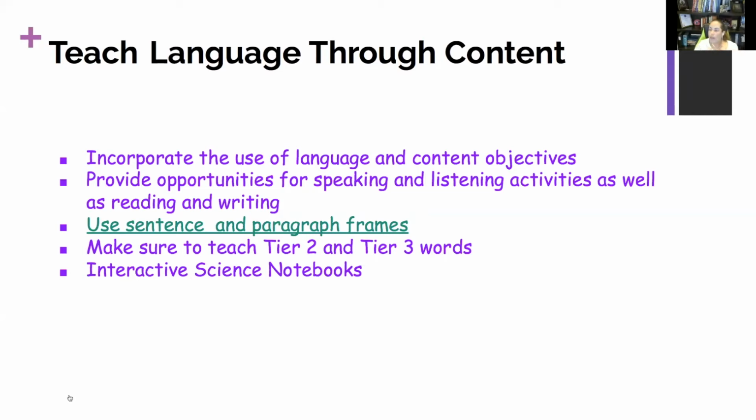So it's up to us to make sure that we are providing those listening and speaking activities, okay? Because they won't get them outside of the classroom. And especially if they're going to take the assessments in Spanish or the target language, which they can, they need to be exposed to all of these activities as well, okay?